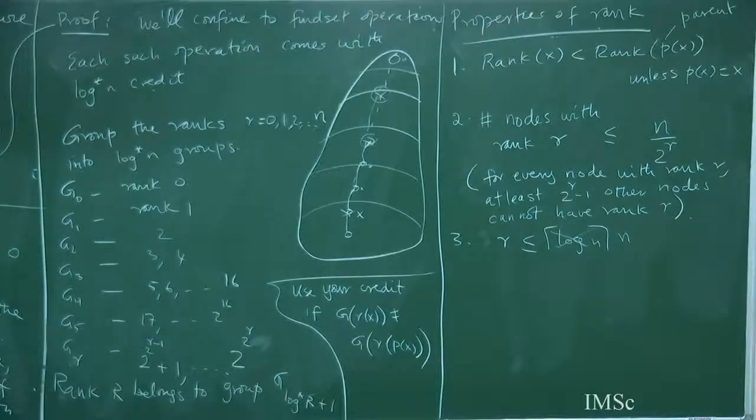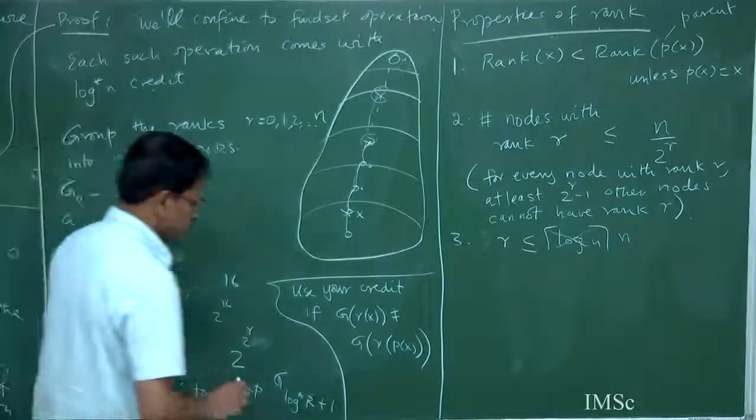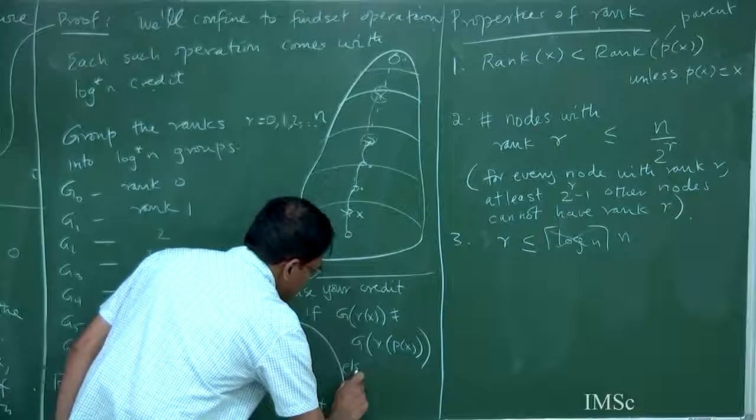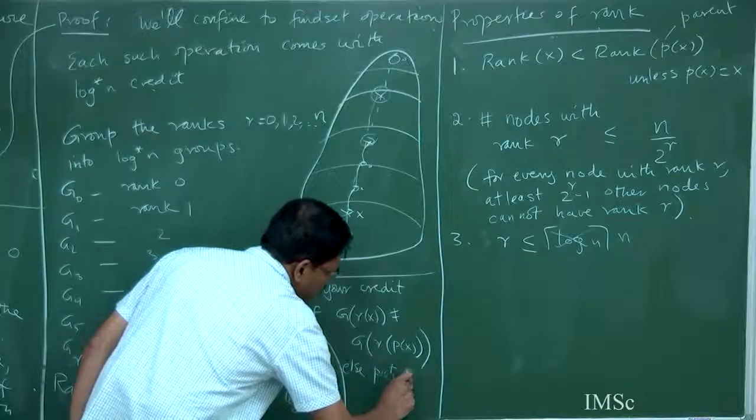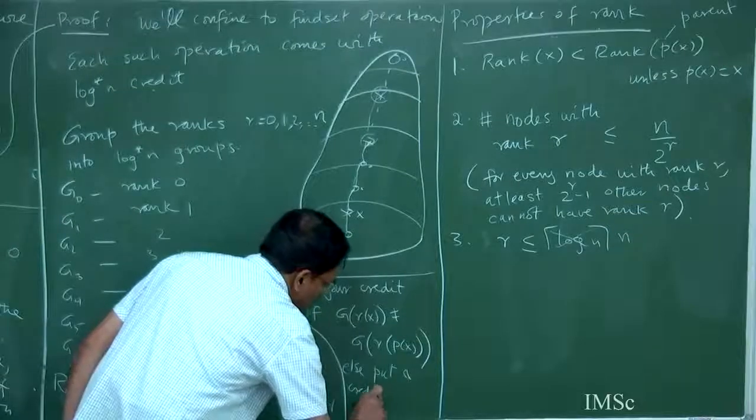Because there is property 1: the ranks are monotonically increasing as I traverse my path from this node all the way to the root. So a whole bunch of nodes' ranks will be in the same group, and when I jump from one group to another group, I am going to use my credit for this. But how many groups are there? Log star n, plus or minus 1. So I use my credit, which is log star n, when my parent's group and my group are different. Otherwise, I'm going to put a credit on the node.